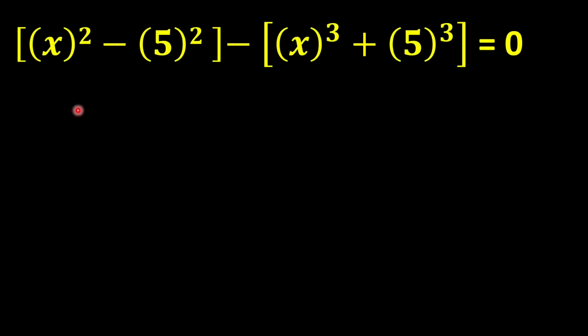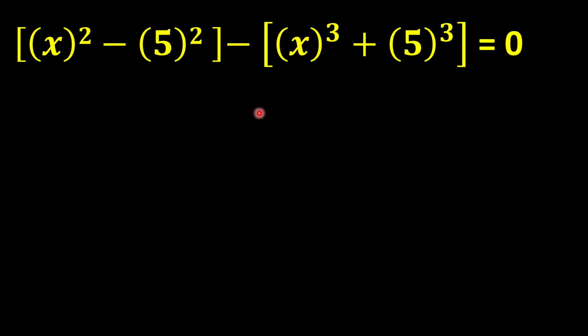And now we can write this equation as x square minus 5 square, and similarly minus x cube plus 5 cube, which is equal to 0. So these two values are in the form of a square minus b square, and this one is in the form of a cube plus b cube.